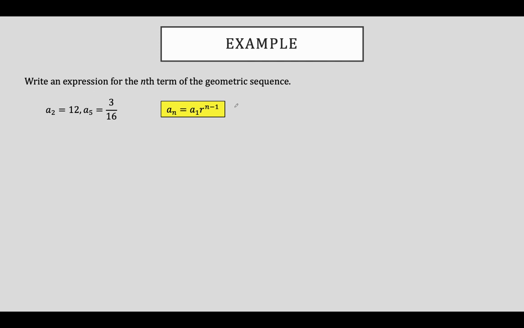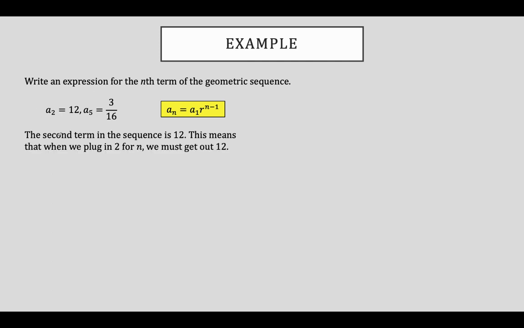Well, let's think about what this given information means. a2 equals 12. This means that the second term of the sequence is 12, that when we plug in 2 for n, we must get out 12. If I plug in 2 for n, it has to equal 12. In other words, 12 equals a1 times r raised to the 2 minus 1.